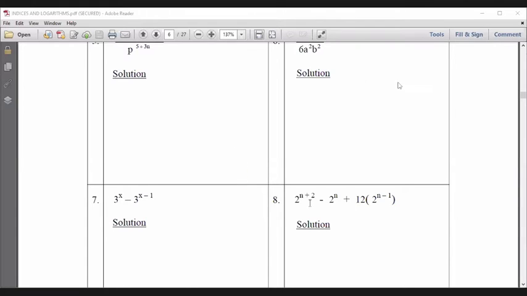In algebra, is there a common factor there? If I leave this part only, is there a common factor there? Yes. Which one is it? 2 raised to power n. Put it outside. Next step: 2 raised to power n into now 2 squared minus 1. These two terms. Is that true? Yes.